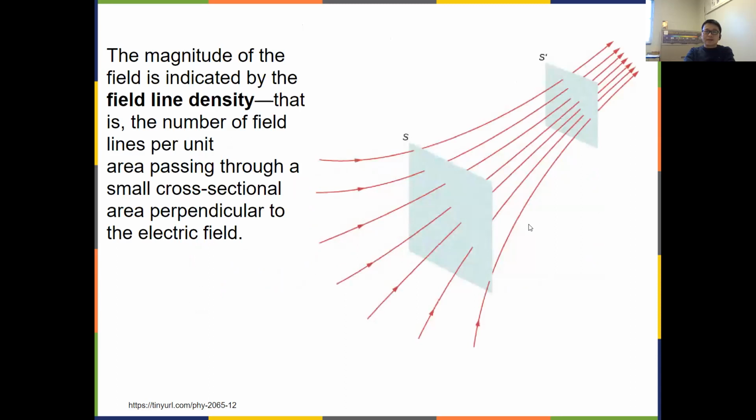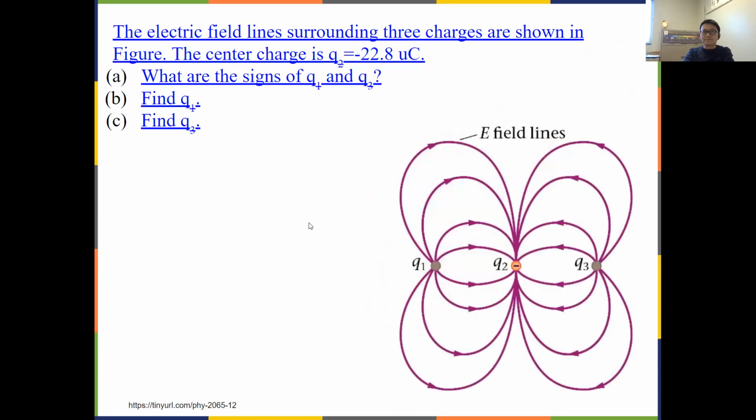All right, and then again, the field line densities represent the strength of the field, but in this case over here, you can see this is more dense over here compared to here. So you have field line stronger on this side than compared to over here. So you can simply count the number of the lines, and then divide by the area to get the electric field line density in that sense.